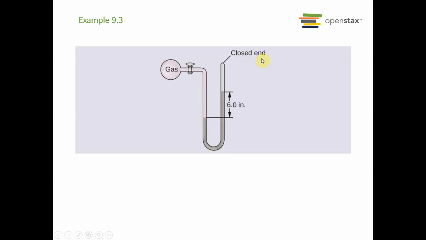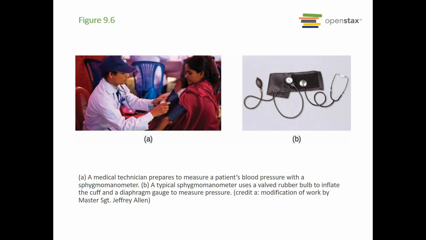So this is, again, just reproduction of the figures here. And it comes from examples in the text. A medical technician measures a patient's blood pressure with a sphygmometer. A typical sphygmometer uses a valved rubber bulb to inflate the cuff and a diaphragm gauge to measure pressure. I've got a battery-operated sphygmometer to use on my wrist.